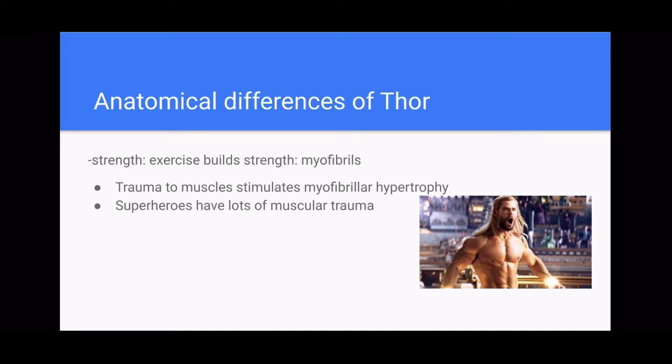The trauma of the muscles stimulates myofibrillar hypertrophy, also known as big muscles. Superheroes, as in the case of Thor, clearly have lots of large muscles. What could this be from? Their upbringings, when they are forced to fight and train as youth, and their muscles are just stimulated in that growth pattern. Or even as their superhero adult selves, when they are out on the battlefields defending the planet of Asgard. Their muscles are being put to use constantly and daily.